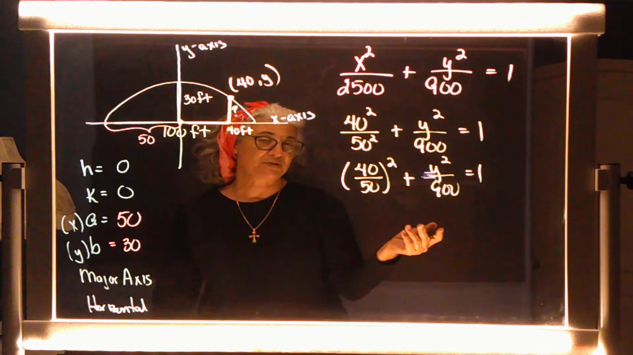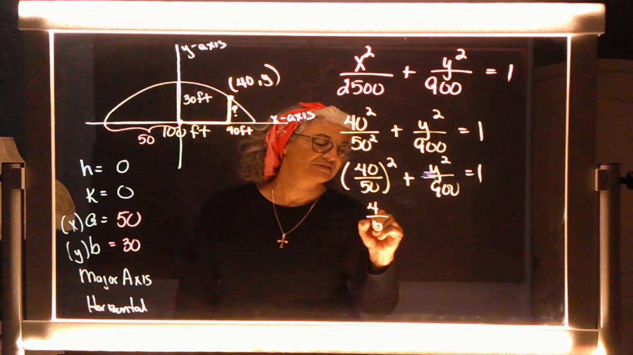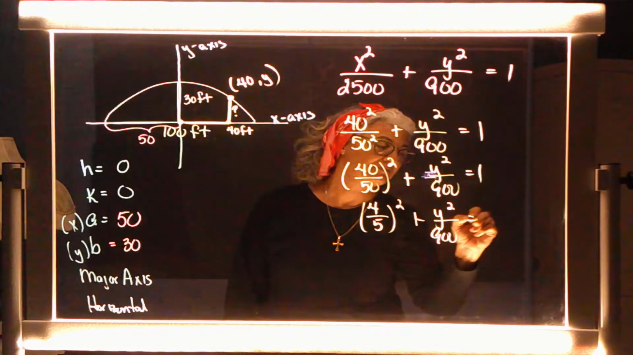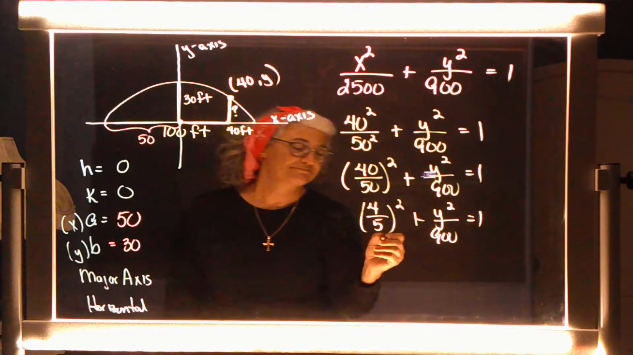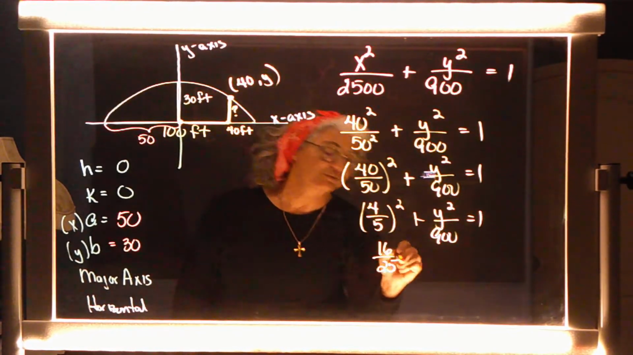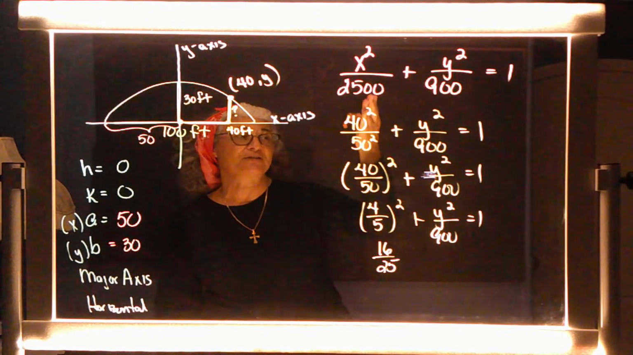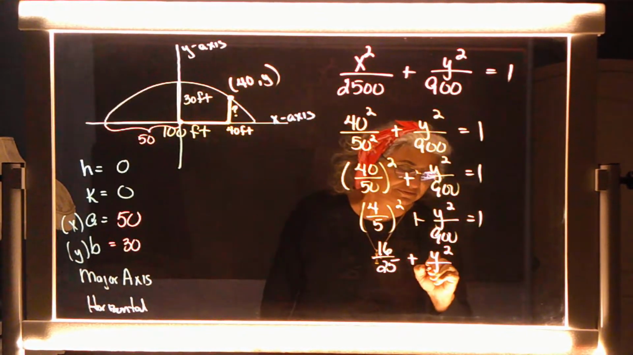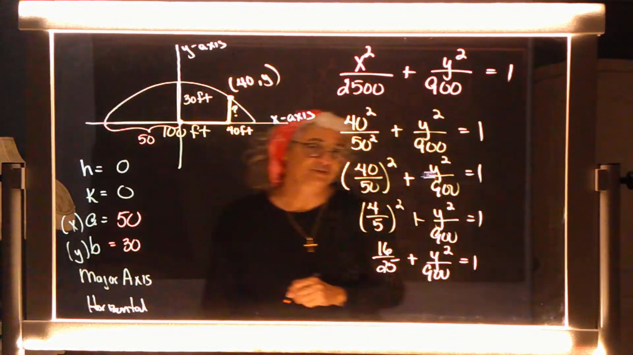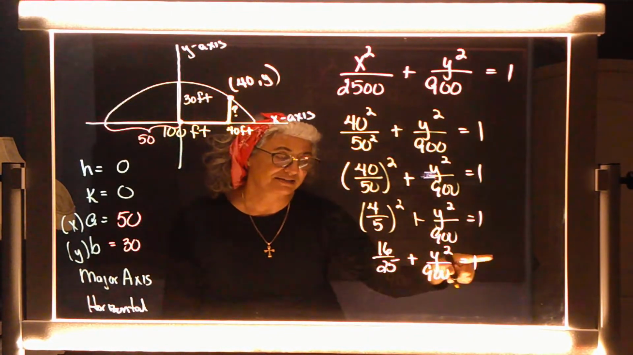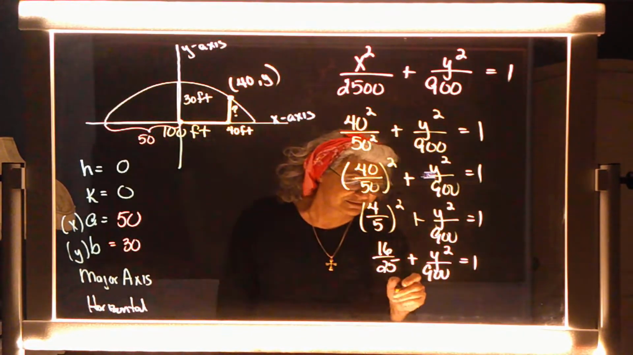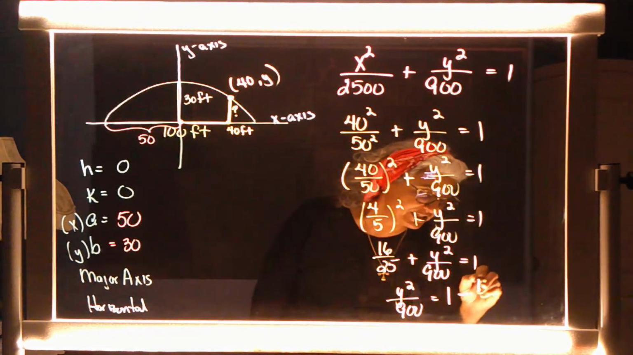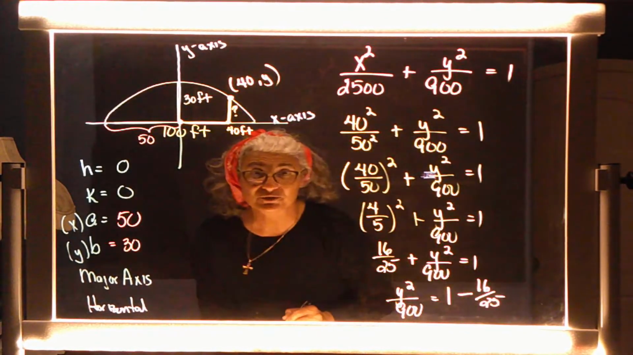40 over 50 reduces to what? Good, 4/5 squared plus y squared over 900. What's 4 over 5 squared? 16 over 25. Yes, which you would have gotten had you not made the 2,500 into 50 squared again. I know. And now you got to solve for the y squared, right? So you got to minus the 16 over 25. And some of you are like, oh my gosh, I have to subtract fractions. You can handle it. Stay off those calculators.